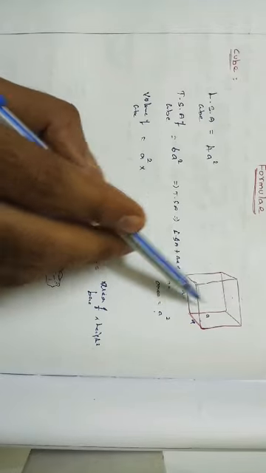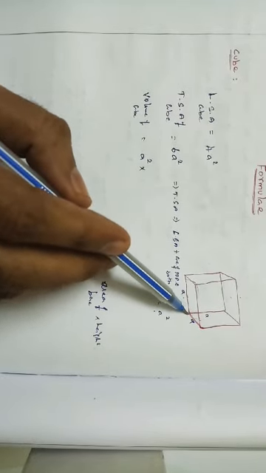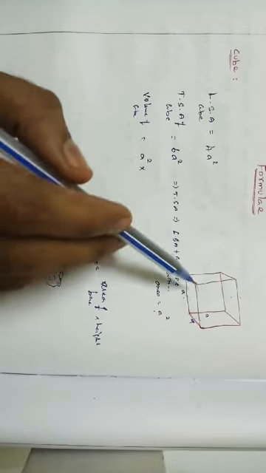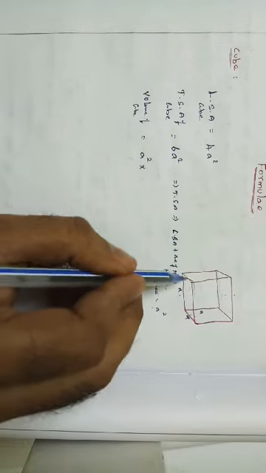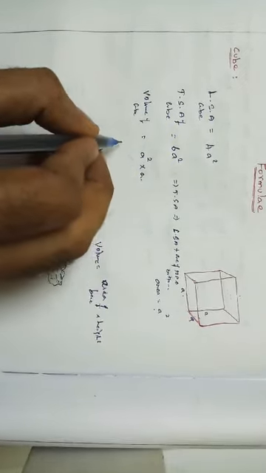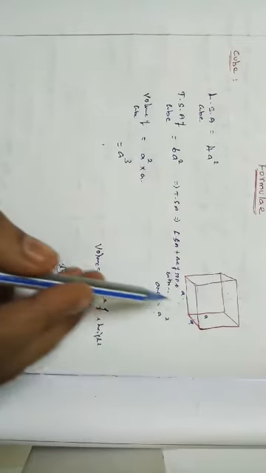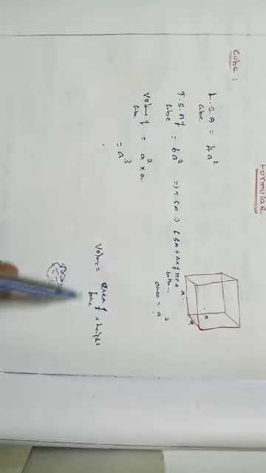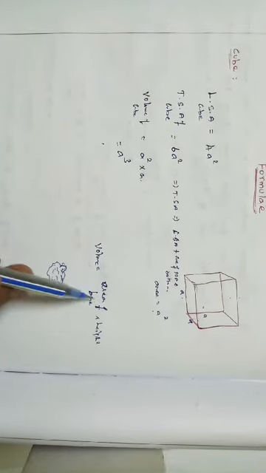What is the height of the cube? A. Length is A, breadth is A, height is also A. All the sides are equal, that's why. So the area of the base is a square shape. A square into height, which is A. So A square into A is equal to A cube. So volume of cube is equal to A cube. Not only for this shape, wherever you are finding the volume, it's very important: area of base into height.